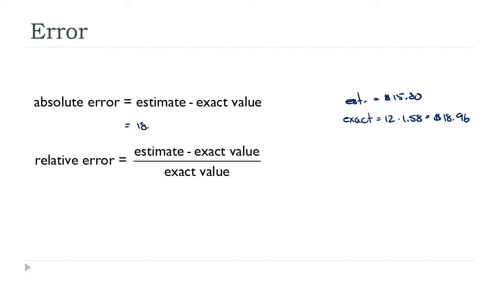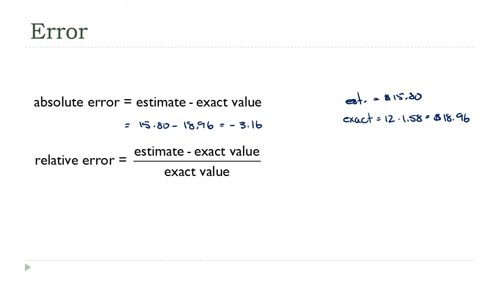Whoops, sorry, the estimate comes first. That makes the absolute error 15.80 minus 18.96, which is negative $3.16. Notice how the negative result tells us that we did underestimate. Our estimate was under the actual value.